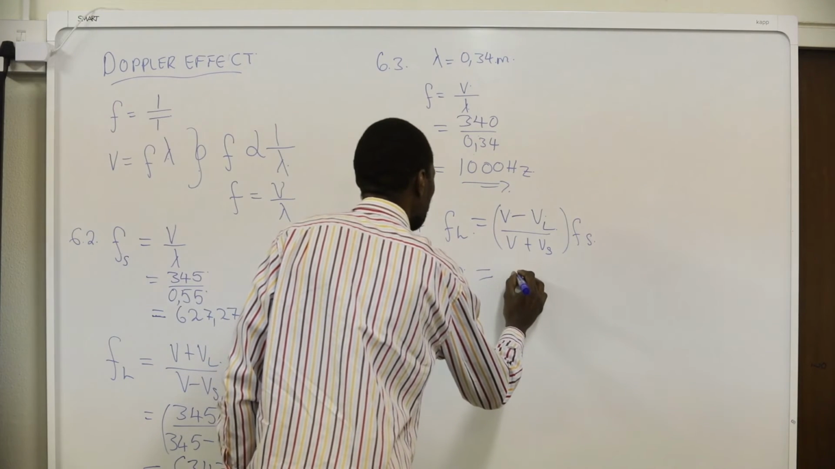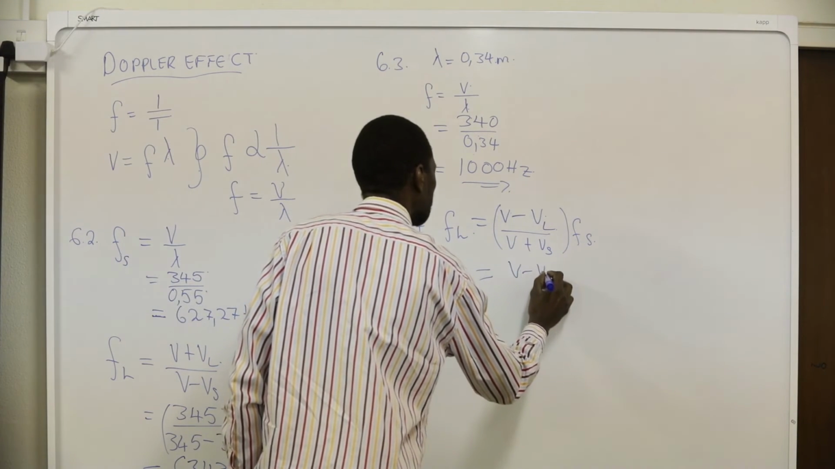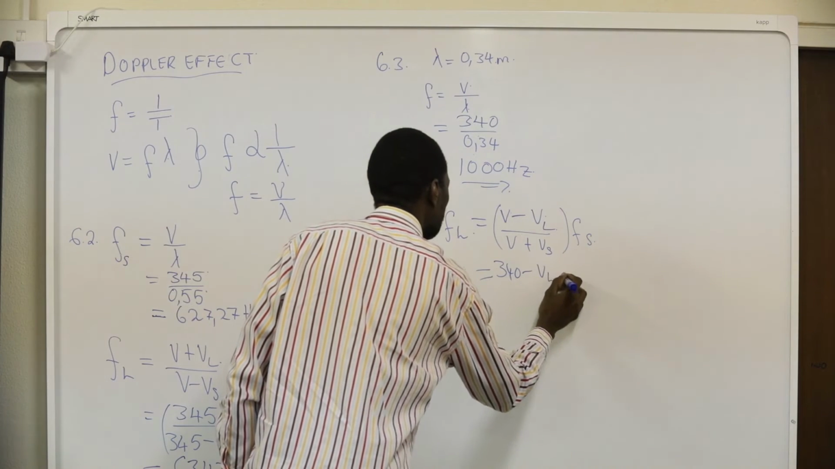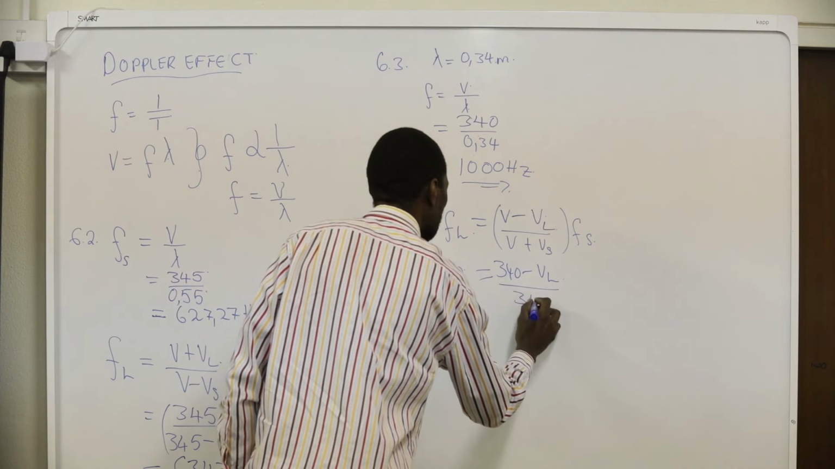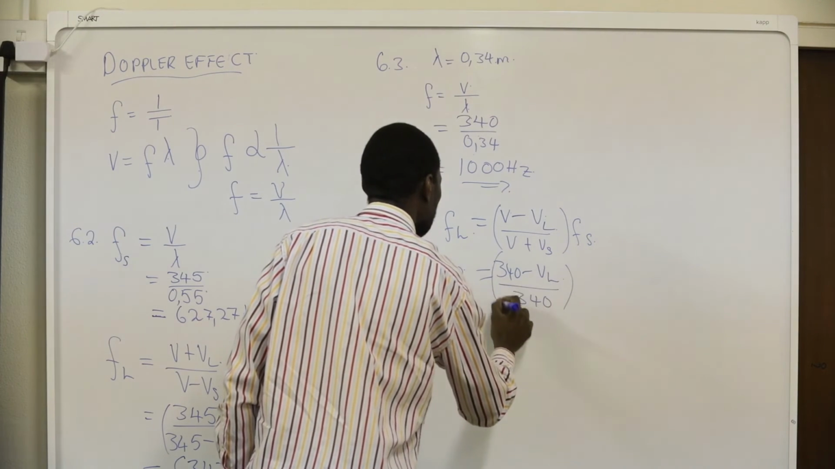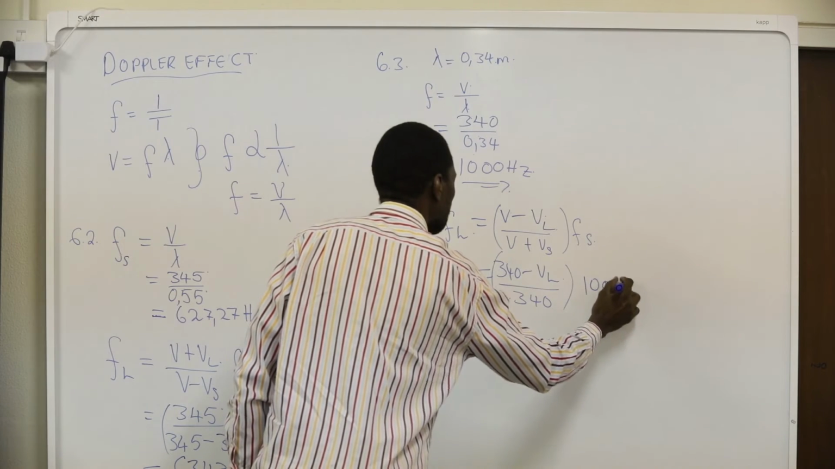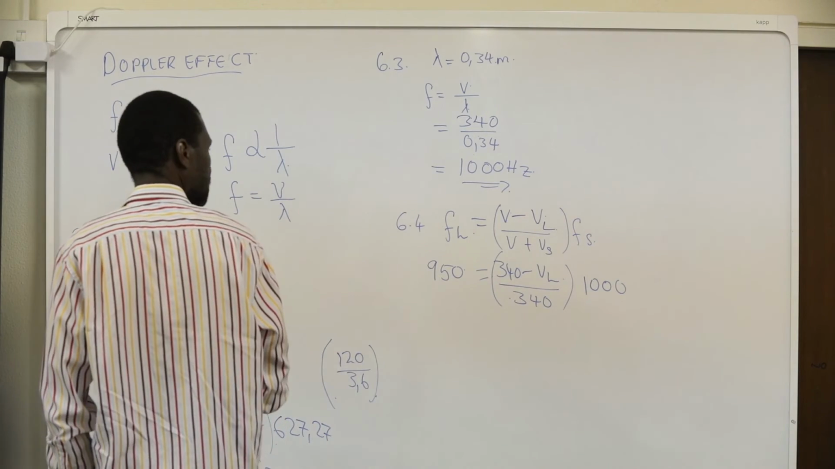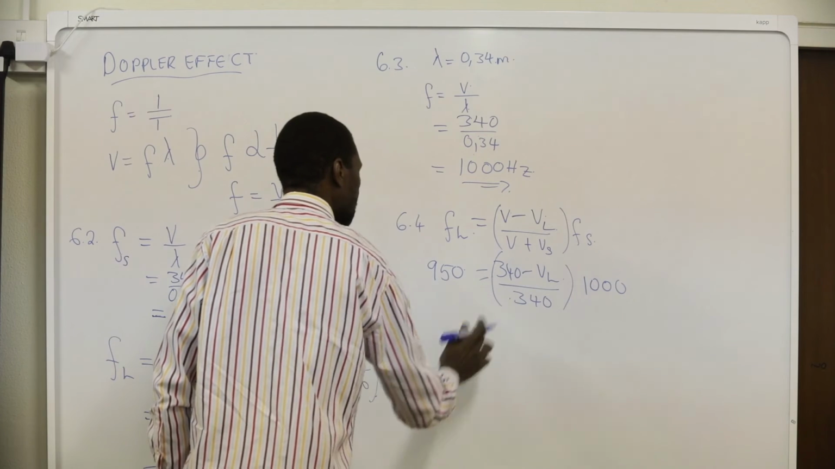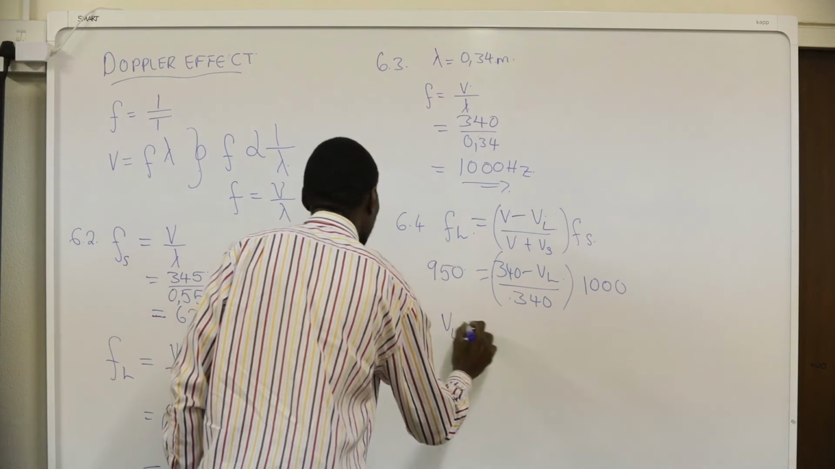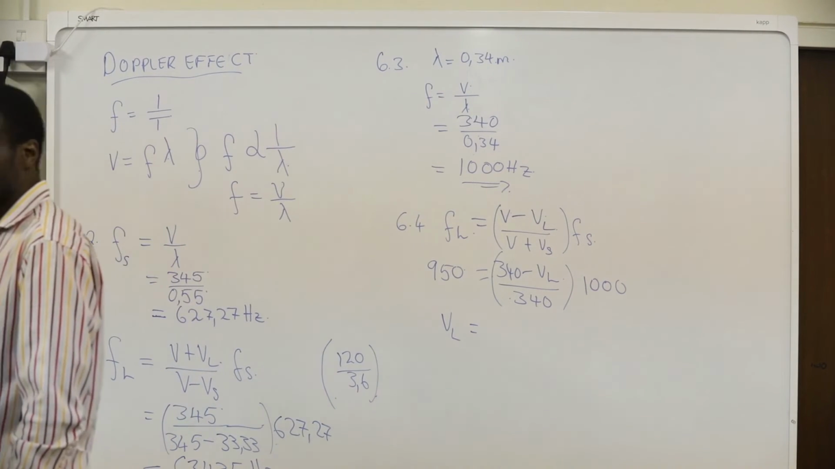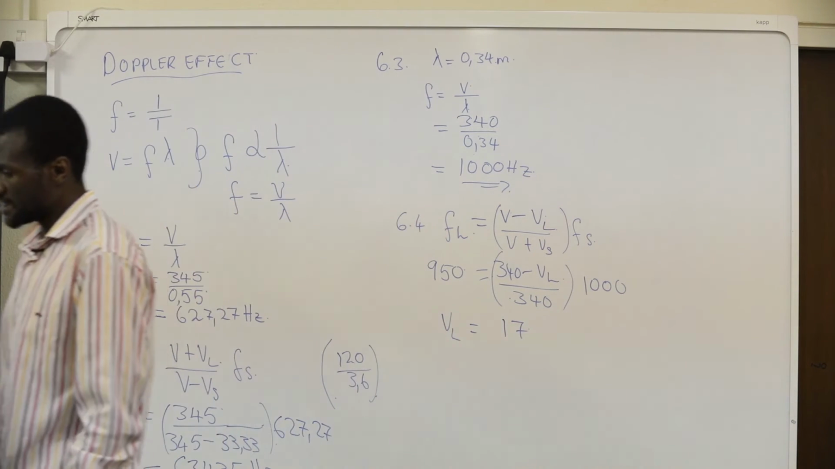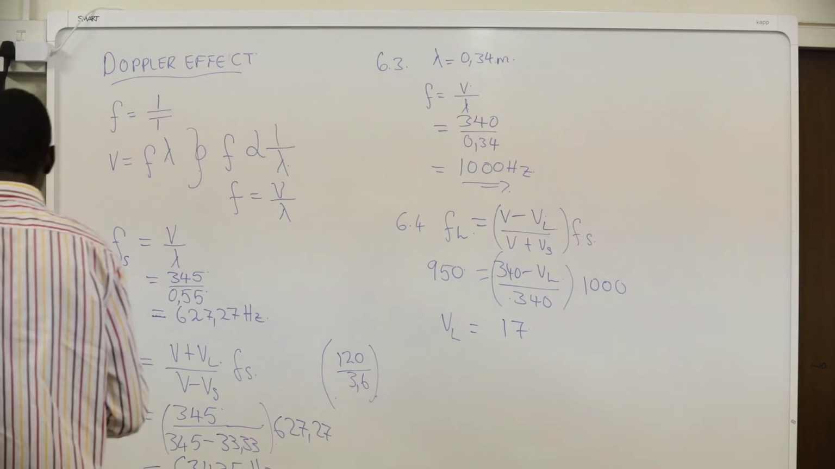And at the top it's V minus vL. Velocity of sound is given as 340 minus vL, okay, which we are looking for, over 340 plus 0, multiplied by frequency of source, which we say is 1000. All right? So, for us to calculate that simple equation, we have to find the value of vL. Our value of vL is equal to 17 meters per second.